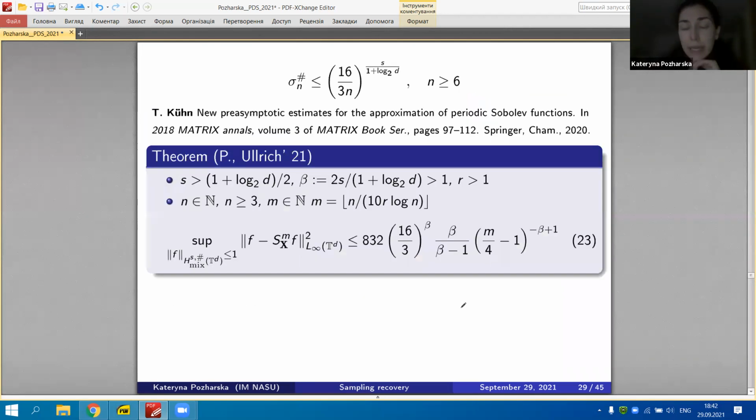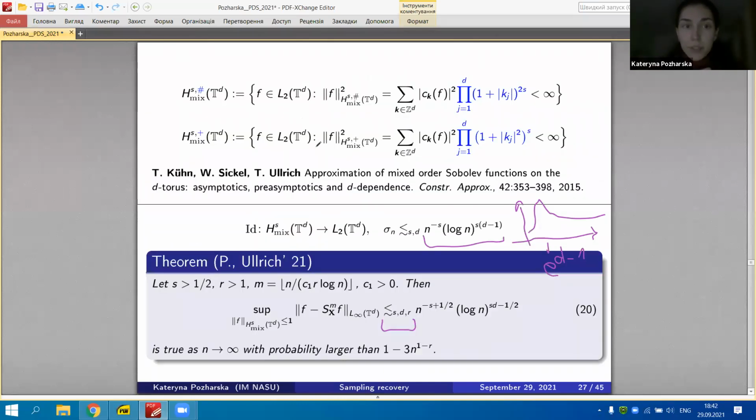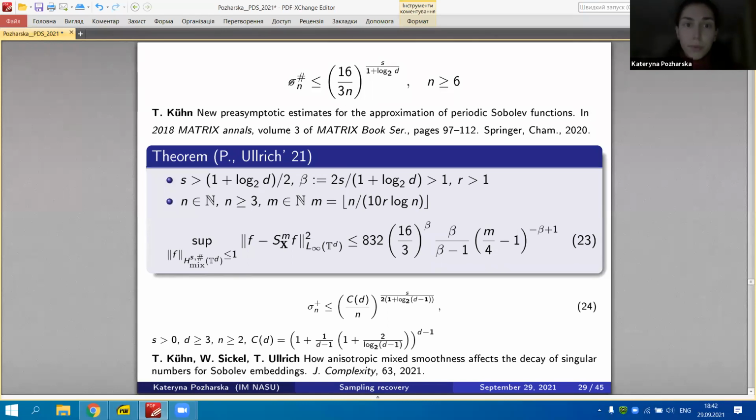And here we have pre-asymptotic estimates with explicit constants. So for small n, for so-called pre-asymptotics, it could be better. And from the pre-asymptotic point of view, this class is distinguished. I told you that they are equivalent from the asymptotic point of view, but for pre-asymptotics, we get different constants. This first result refers to the sharp norm, and we can write down similar results for this plus norm.